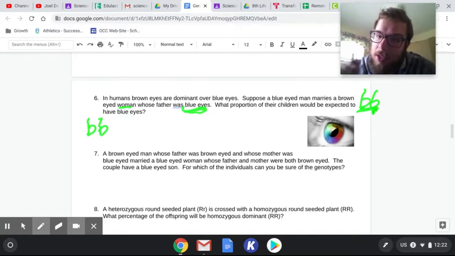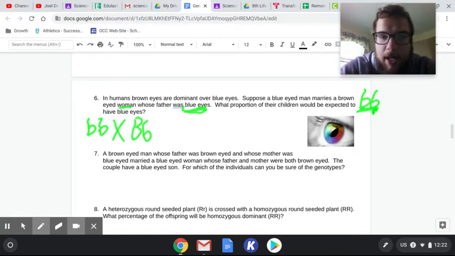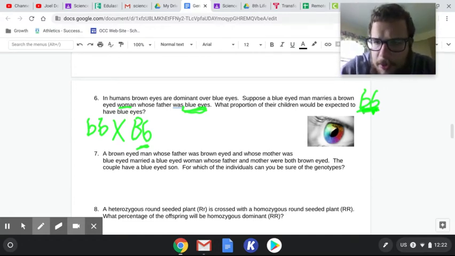Okay. Now we know she's brown-eyed, which means that she's got to be what genotype? She's going to be big B, little b. She got that. Sorry, that looks like a 6. She got that little b from her dad, who was blue eyes. Okay. So that's why that little piece of information is important. Now we can do our Punnett square.